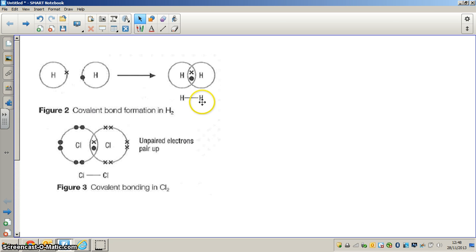So that's what a covalent bond is. It's a sharing of a pair of electrons, or a sharing of two pairs of electrons, or in some cases the sharing of three pairs of electrons between atoms in a molecule. So let's move on to what dative covalent bonding is then.